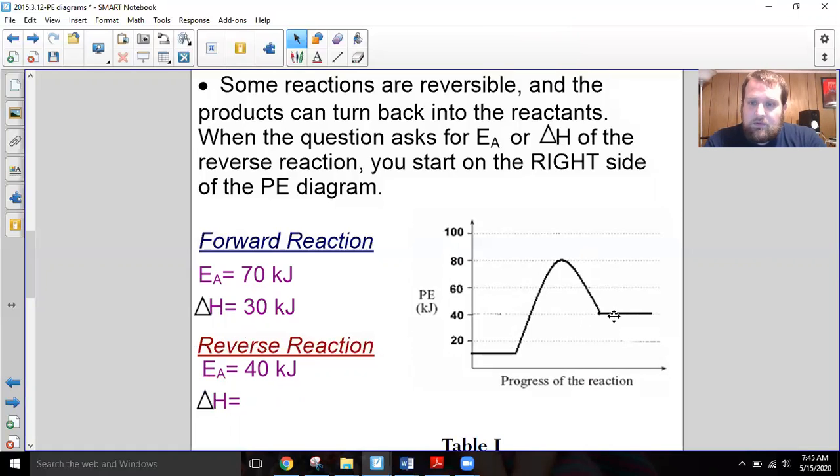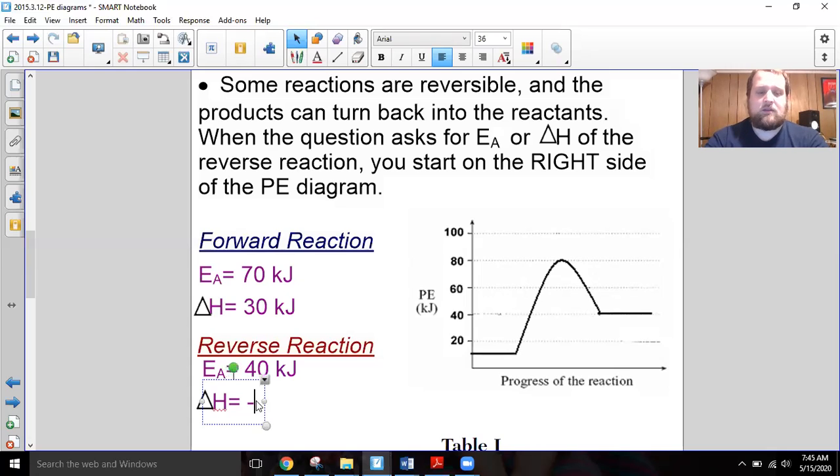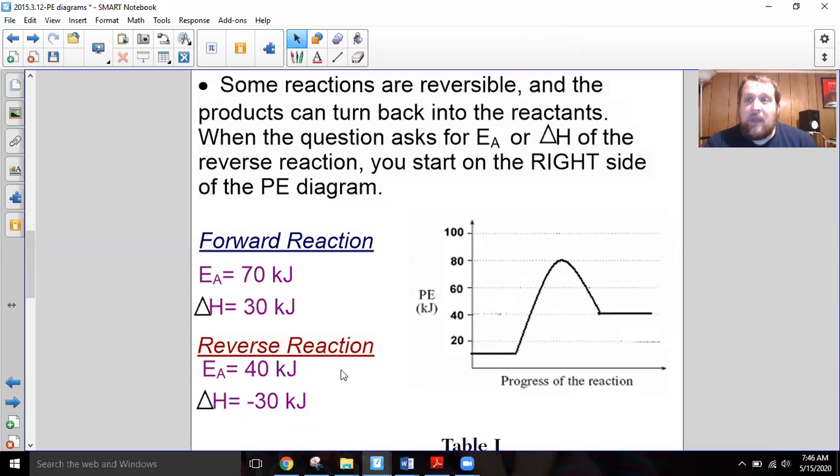For the heat of reaction, remember, since it's the reverse reaction, we're starting on this side. So we're starting at 40 and we're going down to 10 this time. So instead of gaining 30, if you're going in reverse, you're losing 30. So to show that we're losing 30, I'm giving a negative sign. A pattern you'll notice is the heats of reaction are the same but opposite. That's because it ignores the hump in the middle and you're either gaining energy or losing energy. And it's the same energy either way.